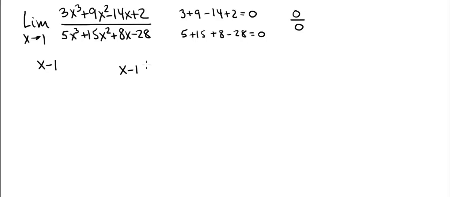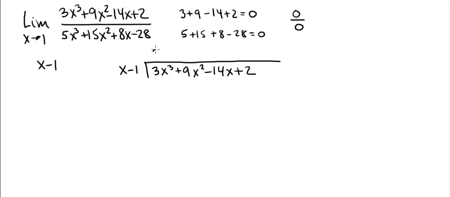So x minus 1 goes here, and the polynomial from the numerator, 3x cubed plus 9x squared minus 14x plus 2 goes here. We're going to need 3x squared to multiply by x to reach 3x cubed. 3x squared times minus 1 will be minus 3x squared. We subtract the second line from the first. 3x cubes cancel. 9x squared minus minus 3x squared is 12x squared. And then we bring down minus 14x plus 2.